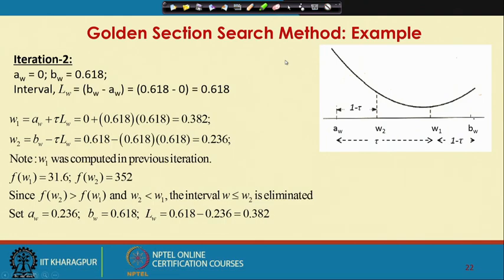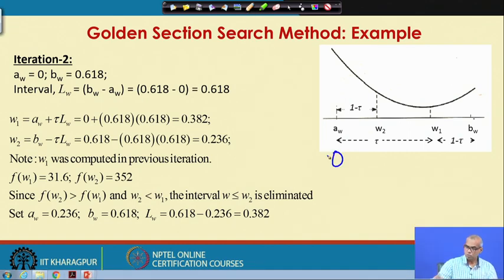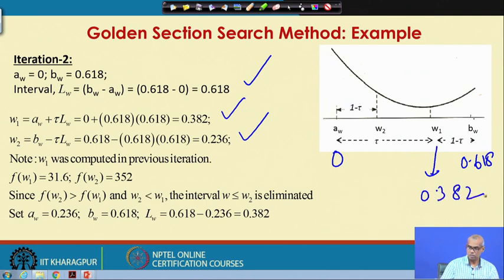Let us go to iteration 2. So, we have interval 0 to 0.618. So, L_w is 0.618 minus 0 equal to 0.618. Again get w1 and w2 as a_w plus tau into L_w. Note that a_w, b_w and L_w have all been updated. So, using a_w plus tau L_w equal to w1, I get w1 as 0.382, and similarly I get w2 as 0.236.